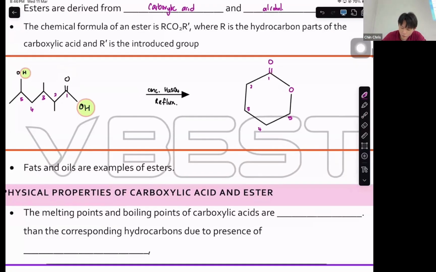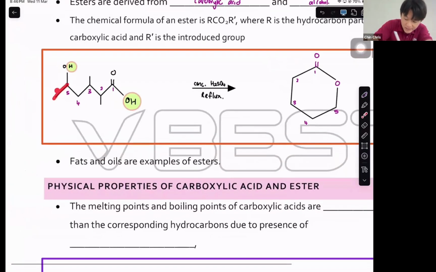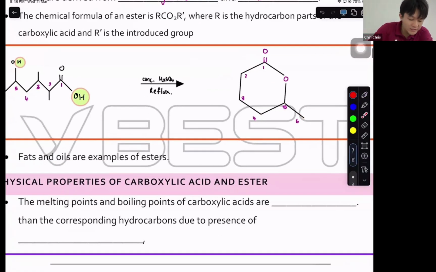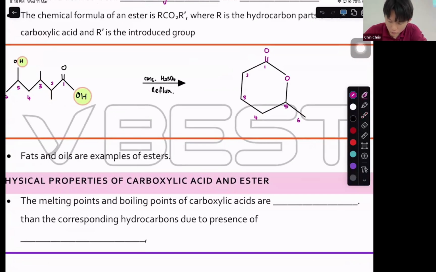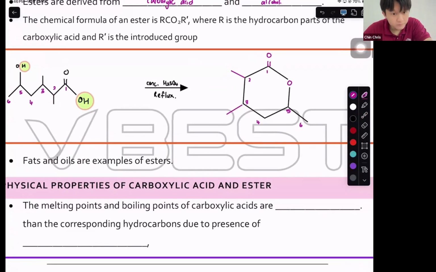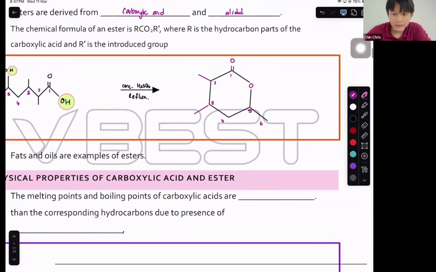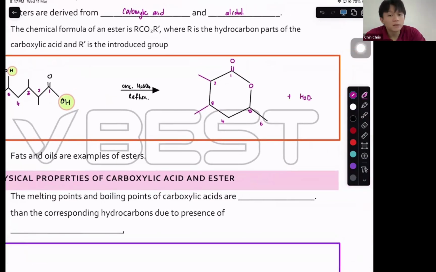But guys, don't forget, you still have your 6 here. So I have to draw another leg 6, branching out like that. Can see 1, 2, 3, 4, 5, 6. Guys, what else? 2, there's a leg. 3, there's a leg. 2, there's a leg. 3, there's a leg. Done. Okay, and H2O is formed. That's how you draw your cyclic compound, guys. I'm training you guys how to do cyclic, yeah.